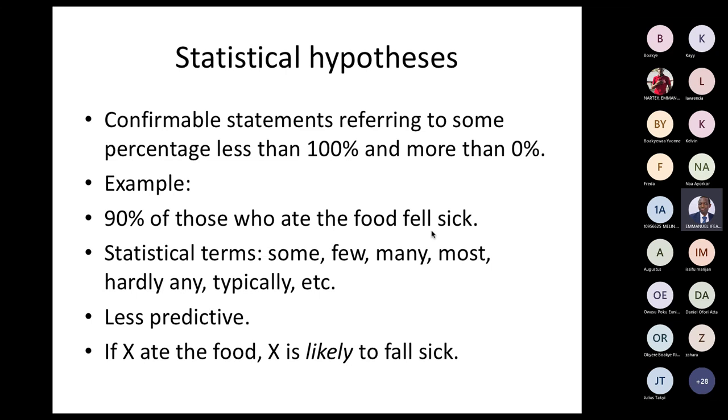So when you say that 90% of those who ate the food fell sick, what you're saying is that if X ate the food, X is likely to fall sick. We're using likely because we don't know if X is among the 90% of those who fell sick or the 10% who did not fall sick. So that's why statistical hypotheses are less predictive compared to the law-like hypothesis.